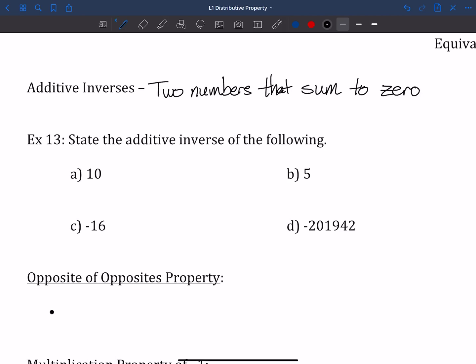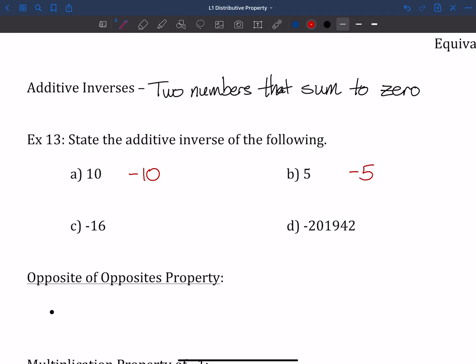Right? So we're going to state these additive inverses. The additive inverse of 10 would have to be negative 10, right? Because when you add those two numbers together, you get 0. The additive inverse of 5 is negative 5. All right, so it's kind of like just taking the opposite of whatever you have.